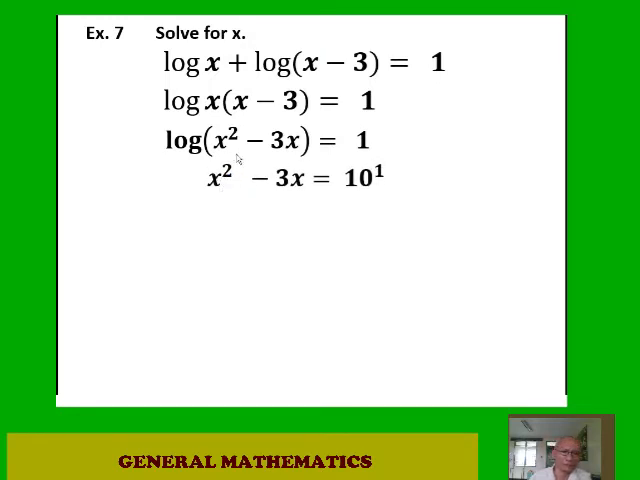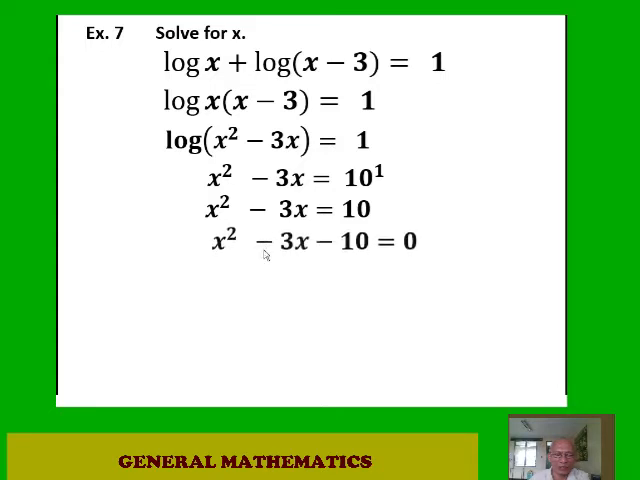Okay. Multiply x and distribute x. X times x is x squared. X times negative 3 is negative 3x. Then change this logarithmic form into exponential form. The base is 10. So 10 to the power of 1 equals this term inside the parenthesis. X squared minus 3x is equal to 10 to the power of 1. 10 to the power of 1 is 10. So simplify. This is a quadratic equation.